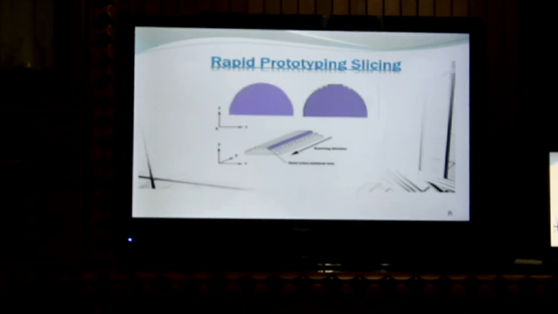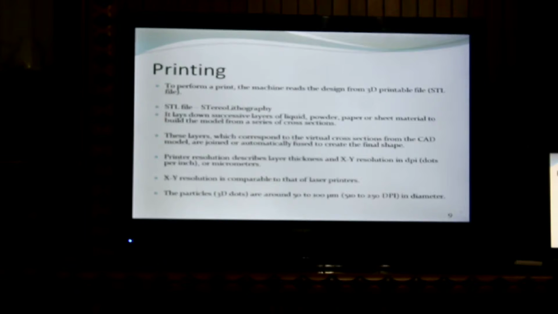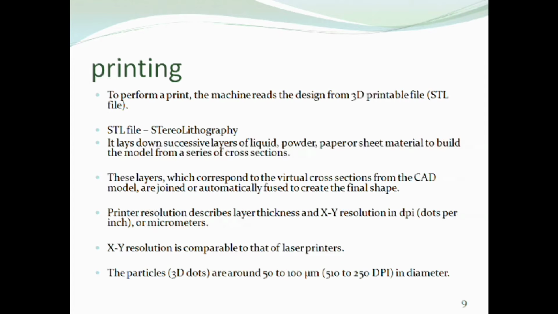This picture shows converting a stereogram to a layer-level data. Printing: to perform a print, the machine reads the design from a 3D printable file, an STL file. STL stands for stereolithography. It lays down successive layers of liquid, powder, paper or sheet material to build the model from a series of cross sections. These layers, which correspond to the virtual cross sections from the CAD model, are joined or automatically fused to create the final shape.